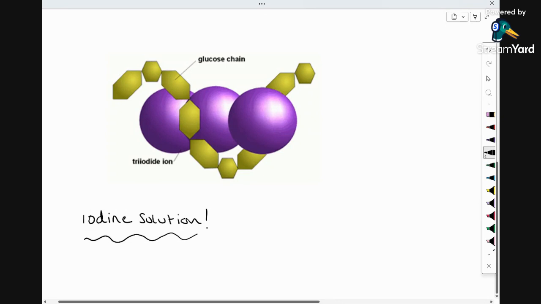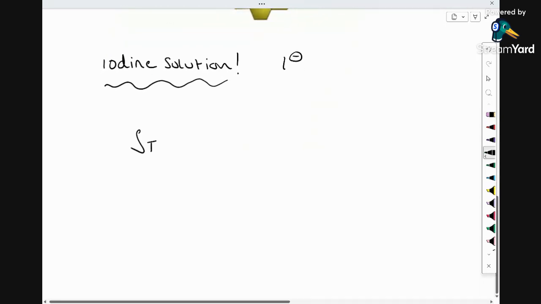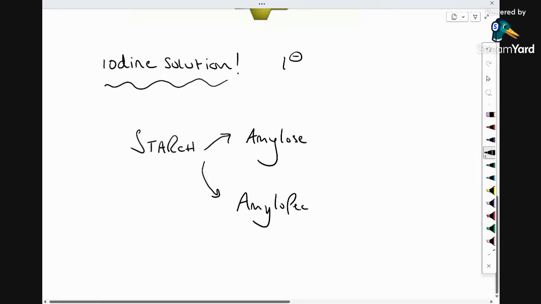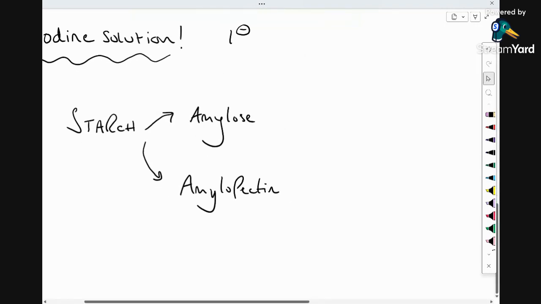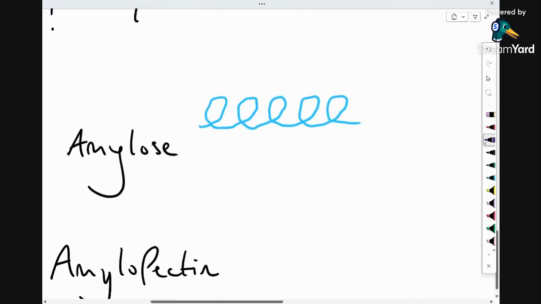And iodine solution is made up of iodide ions, I-. And specifically, when you add this to starch, don't forget starch is made up of amylose and amylopectin. Hopefully what you remember is amylose is a linear molecule. It coils up because of intramolecular hydrogen bonds. Intra meaning within a molecule.